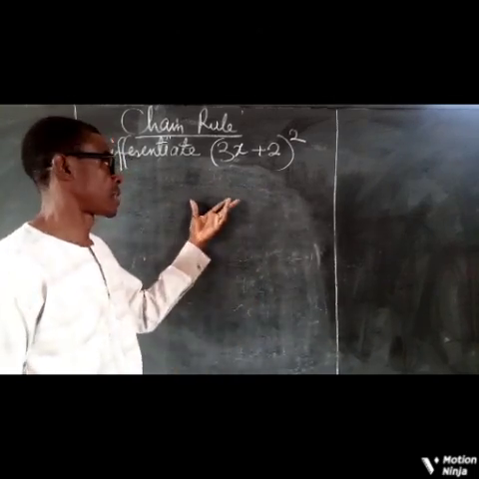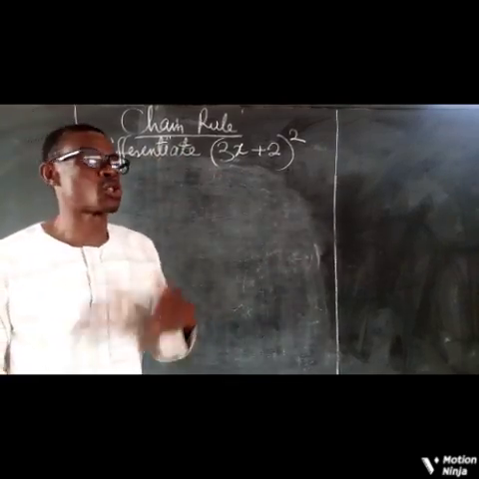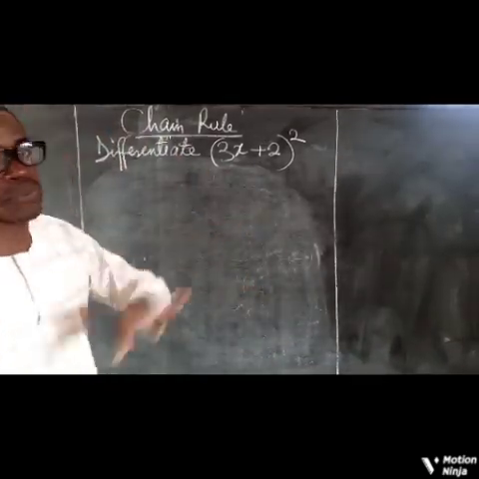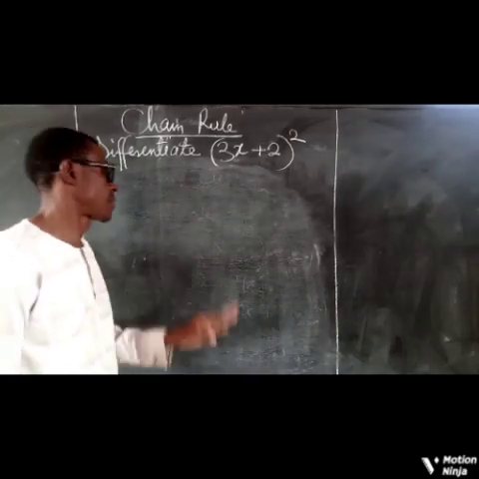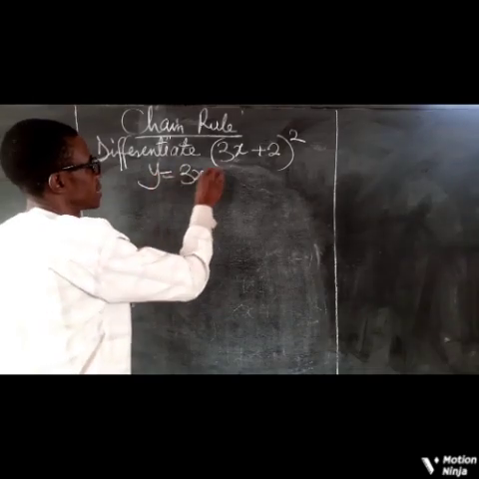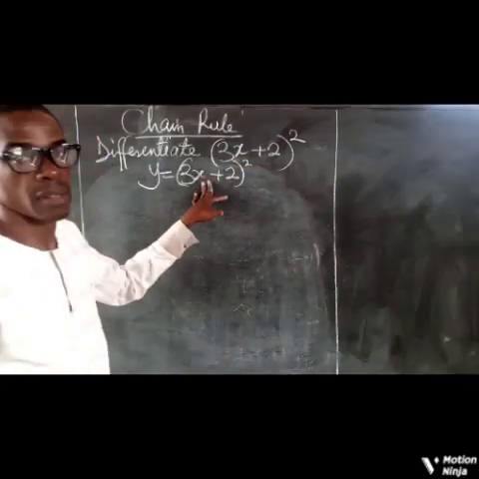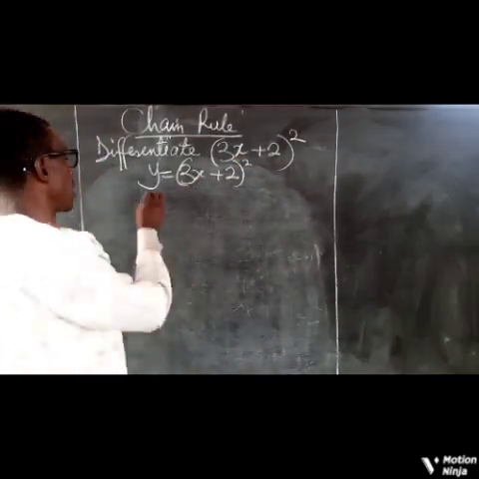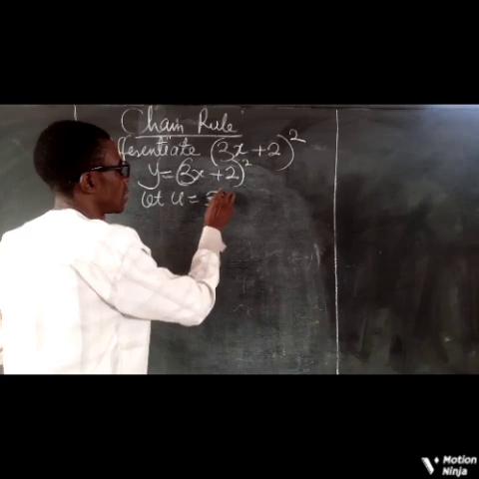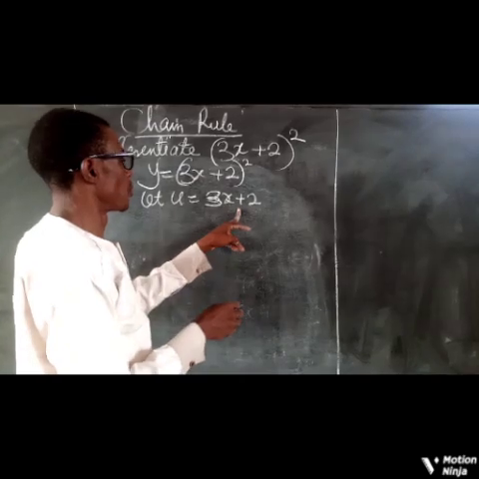We have two methods of differentiating using the chain rule. We have the general method, which I will do now, and we also have the shortcut method. I'm going to apply both of them, and we'll arrive at the same answer. So let's start this way. y is equal to (3x plus 2) squared. The first thing we do is bring out the internal function. Let u be equal to 3x plus 2.